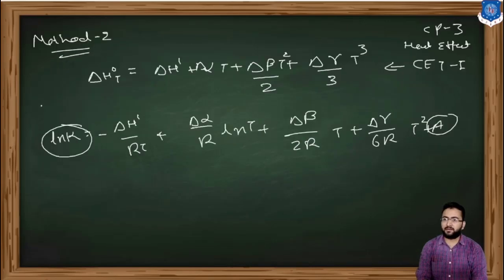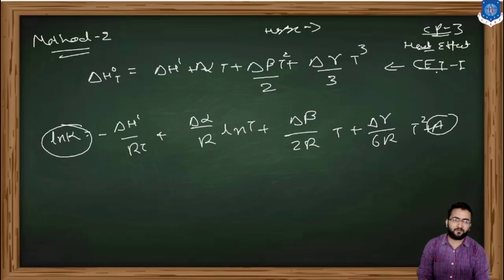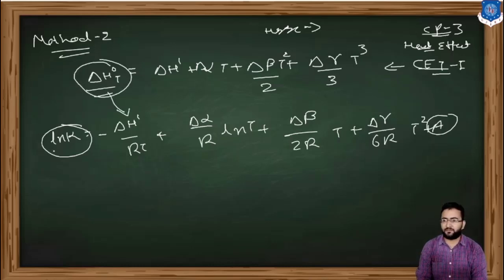Then method 2, which is not an experimental method, but we use the same equation as Hess law, or chapter number 3, the heat effects of CET1. So using this equation we can find the value of delta H naught, and putting the value of delta H naught in this equation we can find the value of ln K, where A is an integral constant.